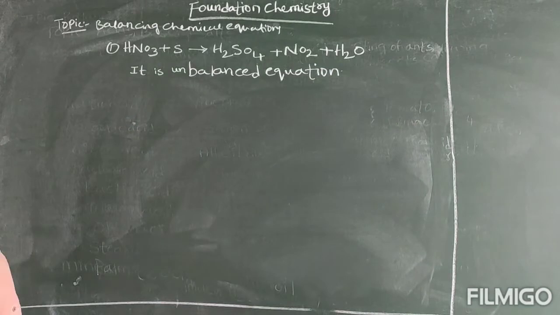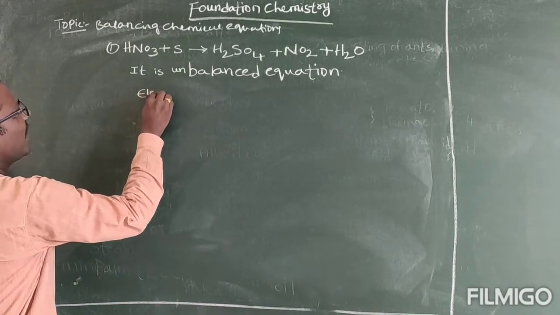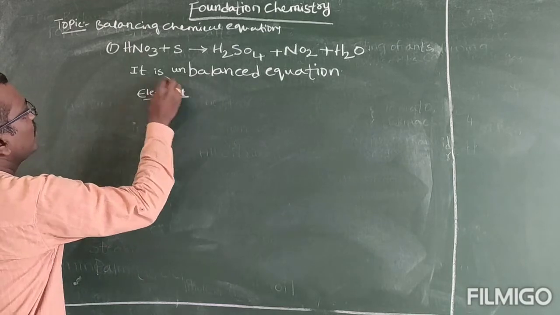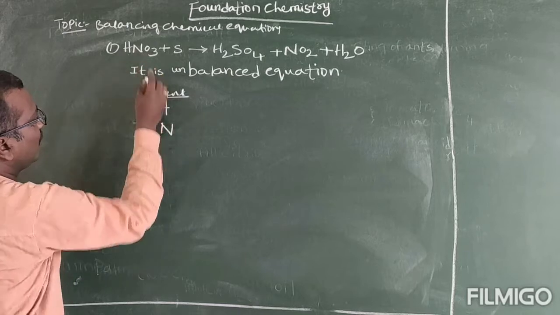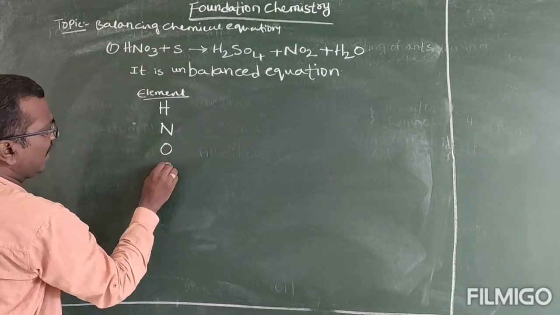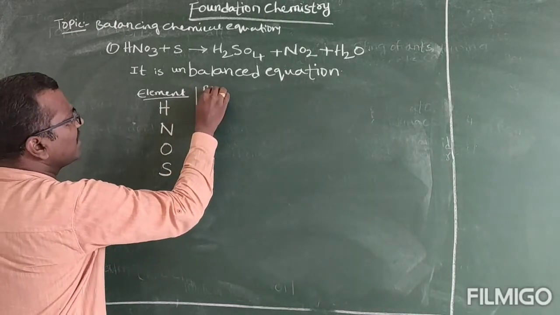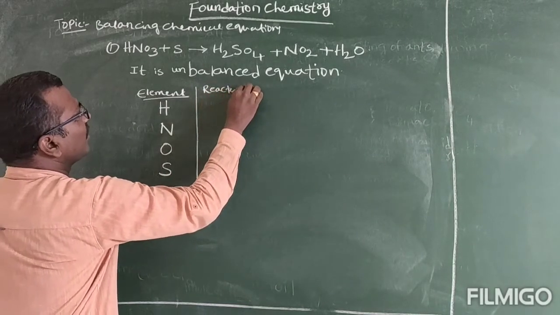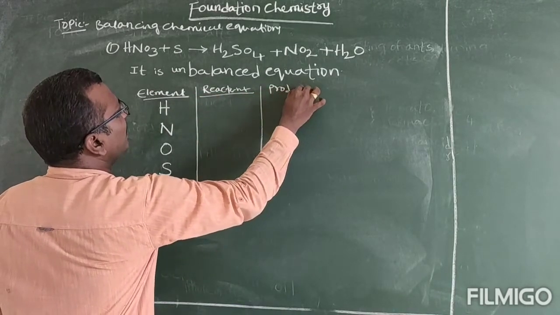First we have to identify the elements. So let us consider what are the elements present: hydrogen, nitrogen, oxygen and sulfur. How many are present on the reactant side, and how many on the product side, we will see.